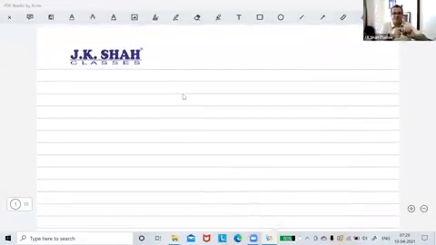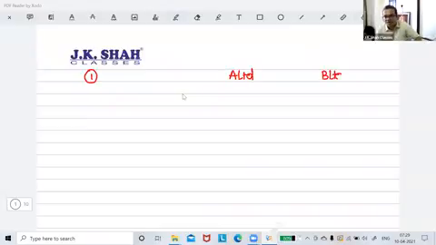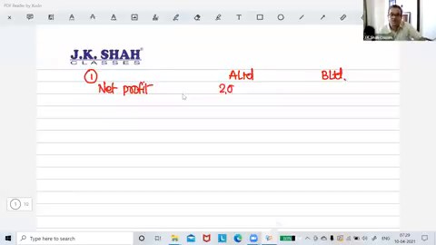See, what happens? We take two examples. First example, business. Let's say there are two companies, A Limited, B Limited. And I tell you that the net profit of A Limited is 2 lakh. And that of B Limited is 5 lakh. Okay, fine.